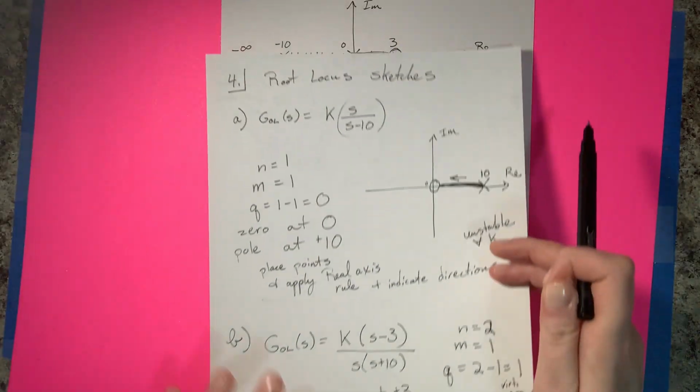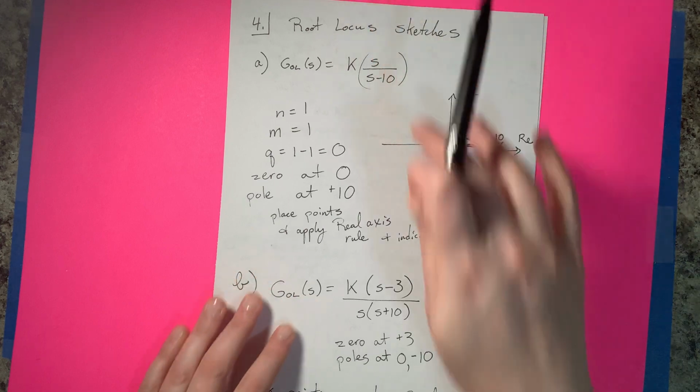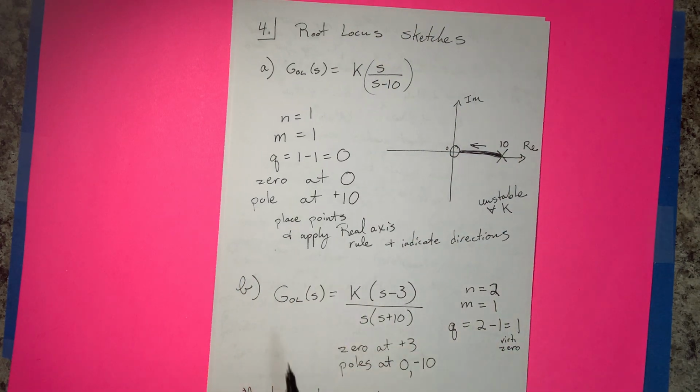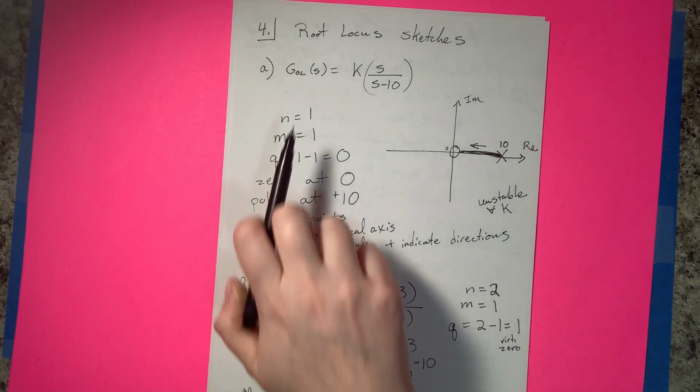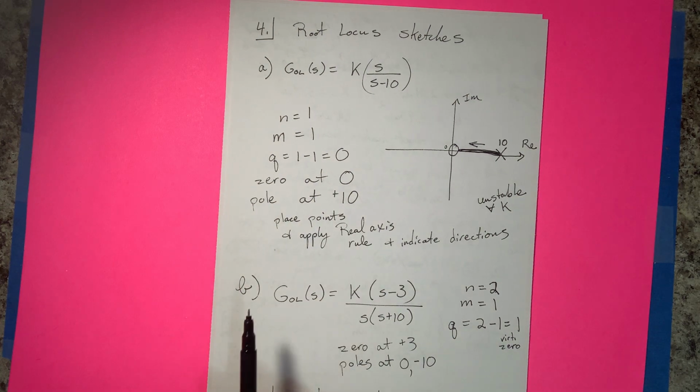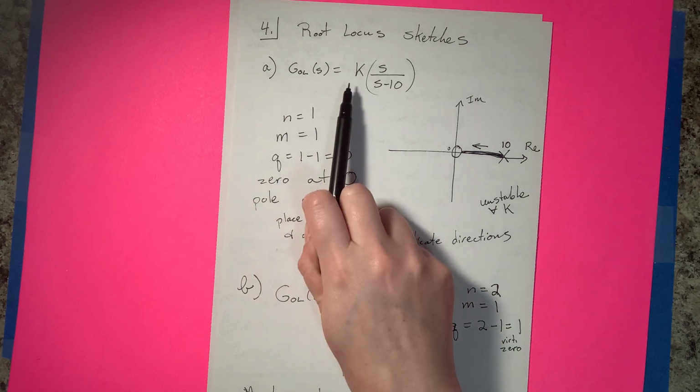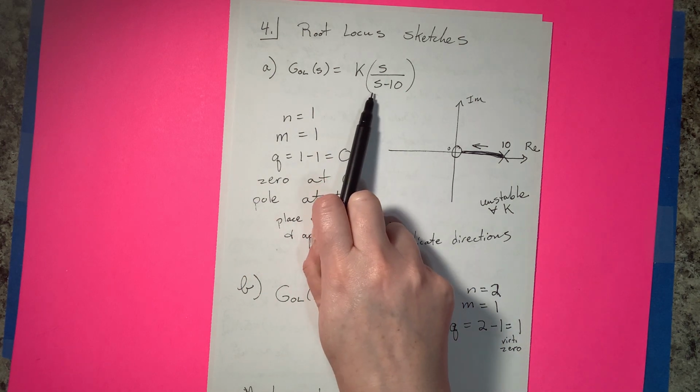All right, last problem in this homework set. Problem number 4. This was root locus sketching. You were given 3 relatively simple root locus sketches to do, so 3 open loop transfer functions were given. For part A, we have K times s over s minus 10.